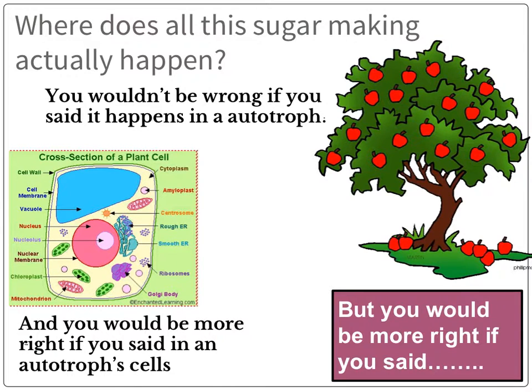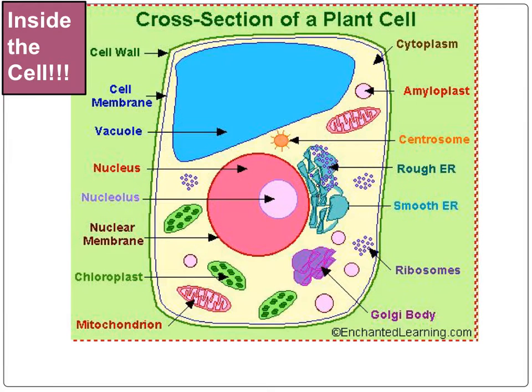Where does all this sugar making actually happen, though? You wouldn't be wrong if you said it happens in an autotroph, which again, remember this word, auto, self, troph, food. And you would be more right if you said in an autotroph's cells. But you would be even more right if you said inside the cell.